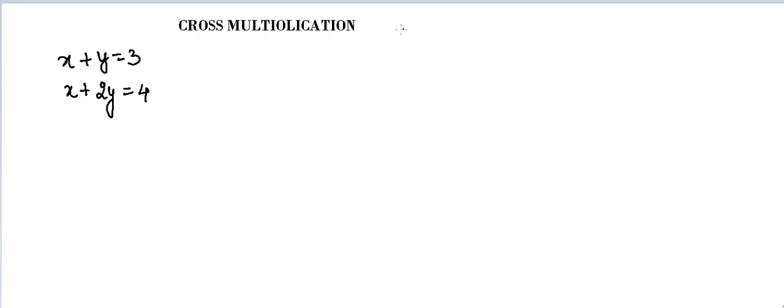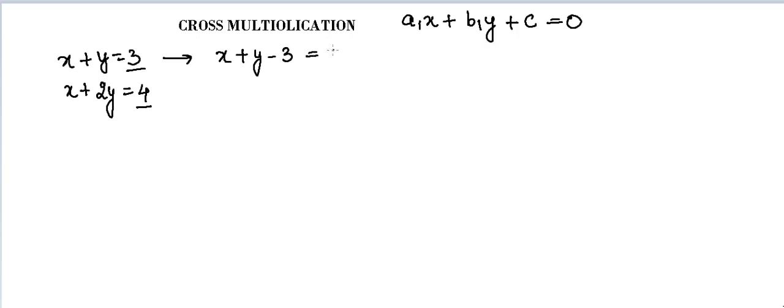Now you know the basic form of any equation is a1x plus b1y plus c is equal to 0. There should be a 0 here, but in these equations we have some constants, so these are your c. So I will change it into the standard form. I can write it as x plus y minus 3 equals 0, and x plus 2y minus 4 equals 0. So the very first step is to change it into the standard form.